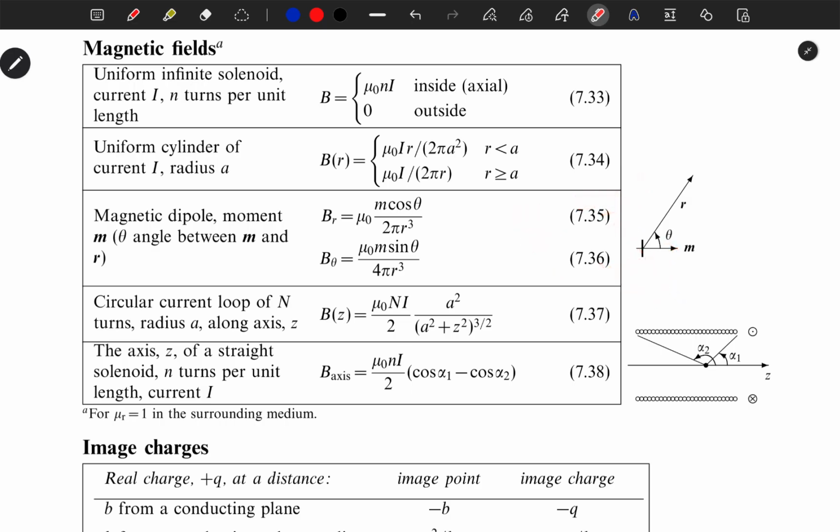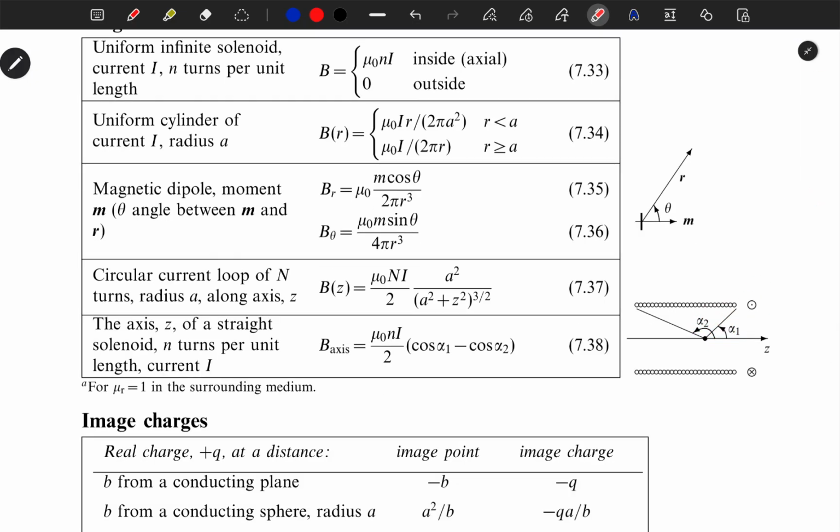Circular current loop of n turns of radius a: B equals mu 0 n i by 2 times a square by (a square plus z square) to the power 3 by 2. For a finite solenoid of n turns: B equals mu 0 n i by 2 times (cos alpha 1 minus cos alpha 2), where alpha 1 is this angle and alpha 2 is the second angle. Whenever the cylindrical solenoid is infinite, this will be 1 minus (minus 1), so it will have mu 0 n i. This is the magnetic field inside the solenoid.